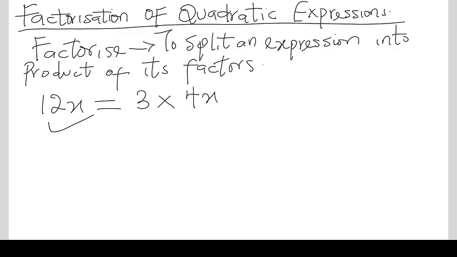So in this case now I have 12x, which can be factorized as 3 multiplied by 4x. And when you multiply 3 and 4x together, you see that you get back 12x. Also, 12x can be factorized as 6 multiplied by 2x, as many ways as possible. So that is just the concept of factorization.